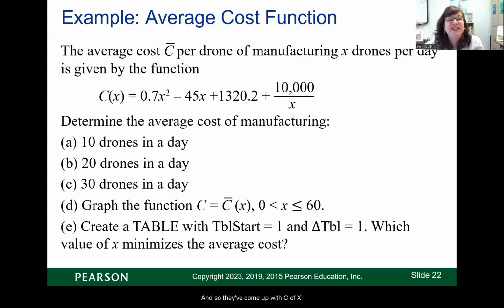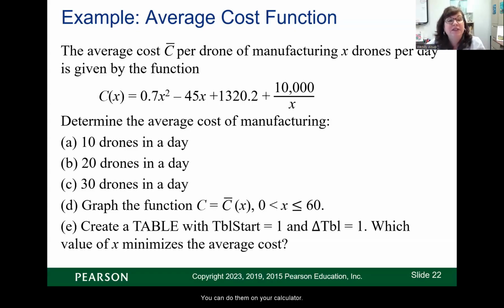And so they've come up with C of X. So the cost for making X drones a day would be 0.7X squared minus 45X plus 1,320.2 plus 10,000 divided by X. And so we could determine the average cost by substituting in 10, 20, 30, and getting an idea of whether the cost goes up or down, depending on the different things that play into it. All right, so these first A, B, and C should be fairly straightforward.